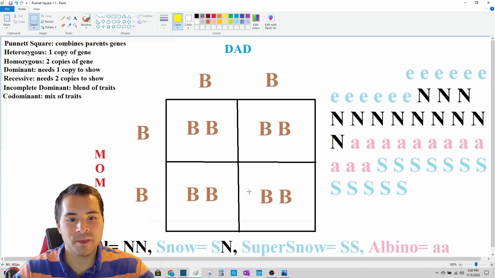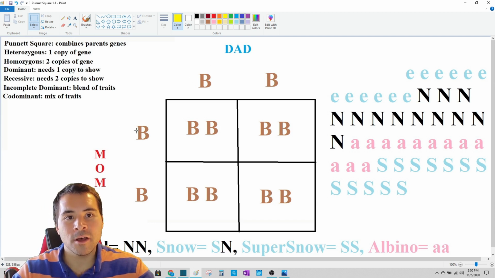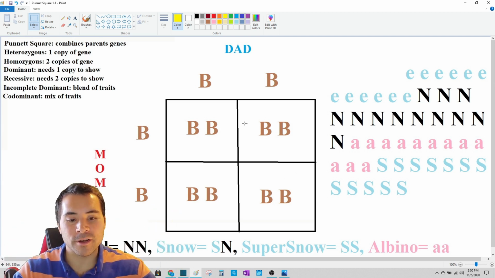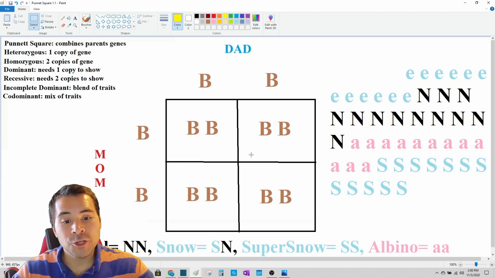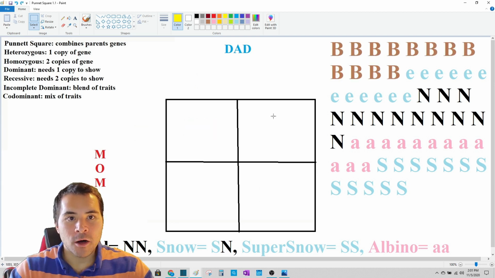100% of them. You will see here in a second, we're going to show where that will not be the case. But if your dad has 2 copies of the brown gene and your mom has 2 copies of the brown gene, 100% or 4 out of 4 children are going to have 2 copies of the brown eyes dominant gene. Okay, so we reset our board.